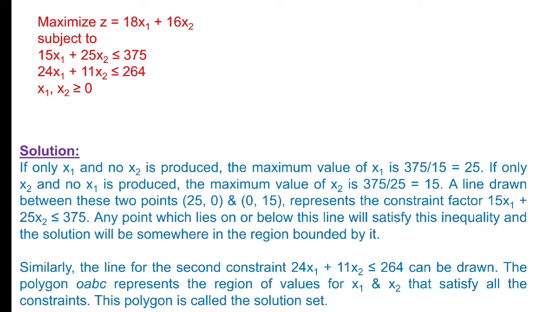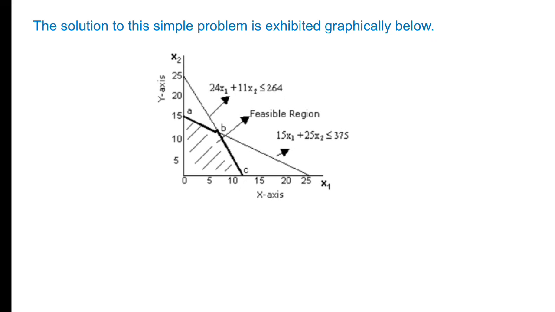Similarly, the line for the second constraint 24x1 plus 11x2 less than or equal to 264 can be drawn. The polygon OABC represents the region of values of x1 and x2 that satisfies all the constraints. This polygon is called the solution set. The solution to this problem is exhibited graphically. The graph is drawn.